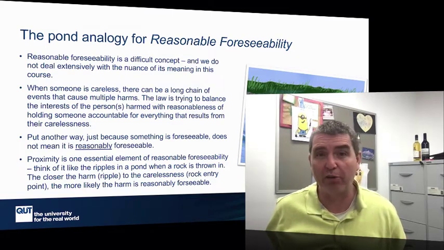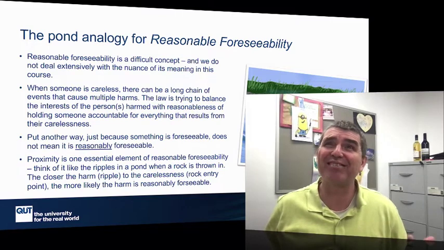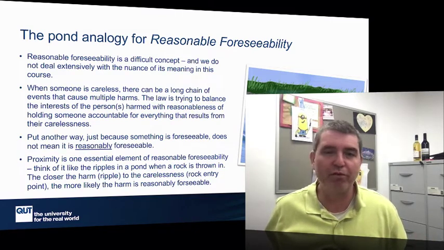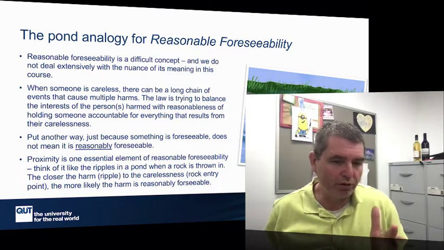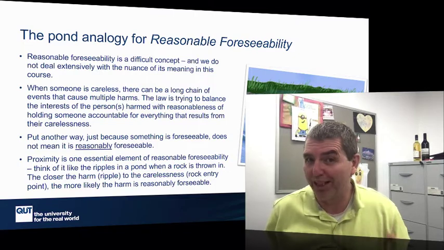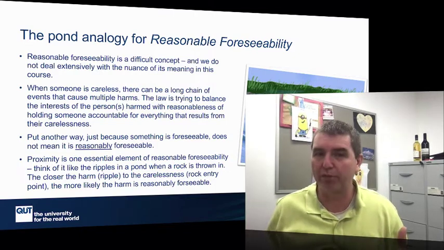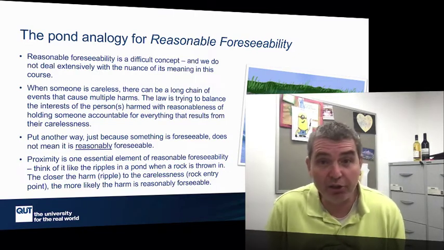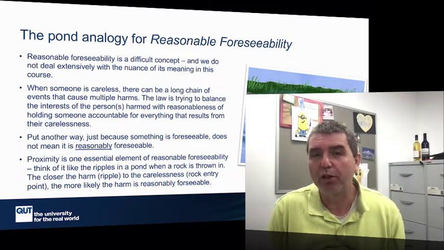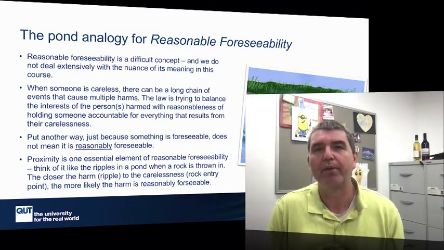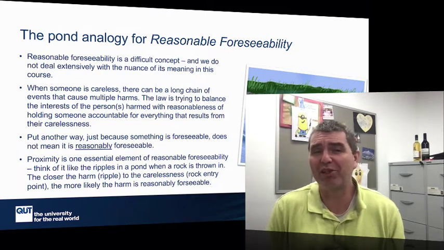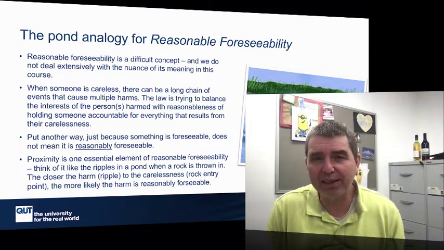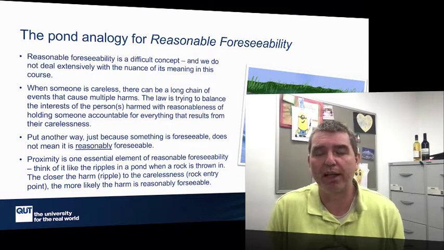And so the law is saying no. Some things you can't understand would have come out of an act or omission that was careless. And so it wants to delineate between what is reasonably foreseeable and what isn't reasonably foreseeable. Now the challenge is that we're using this word reasonably foreseeable, because a lot of things are potentially foreseeable, but the question is, are they reasonably foreseeable? So what's an example that might help us understand that?